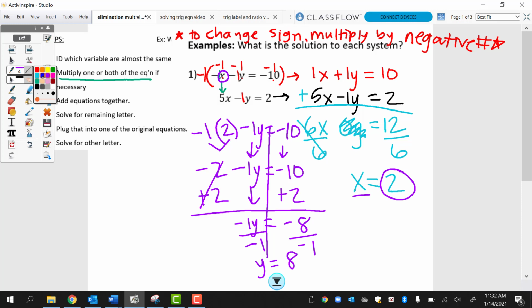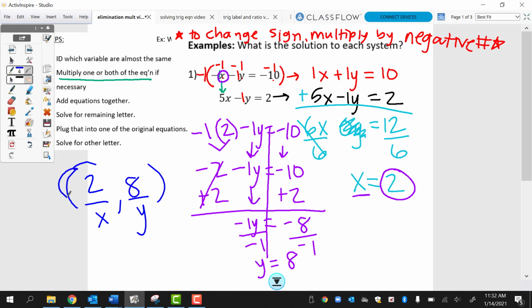And we know I have to write it in parentheses. The x number goes first, y number goes second. My x number was 2, so I'm going to put 2 and then 8. And this is my answer.